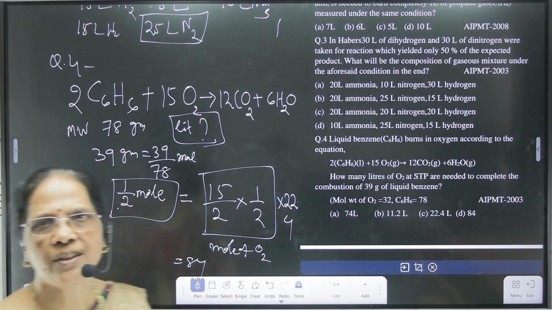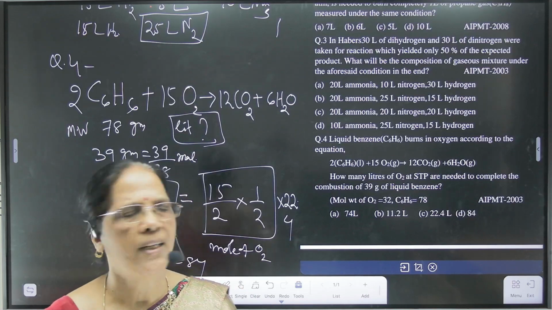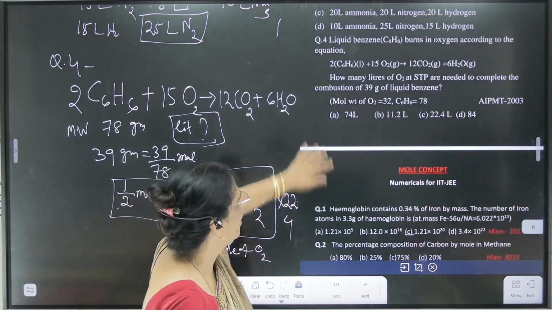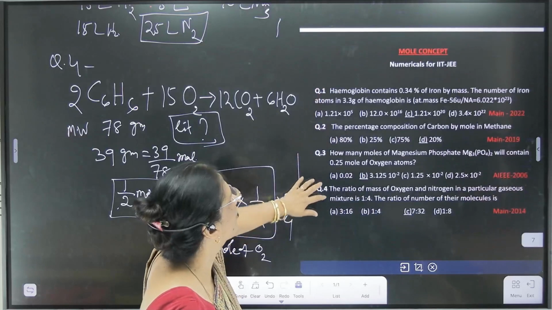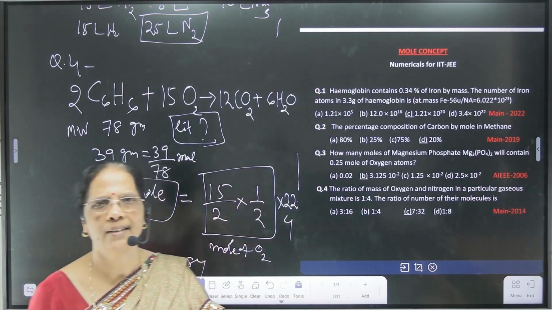Now this is all about these 4 numericals. In the next PYQ, I will come to you. I will solve some numericals for the IIT JEE question.